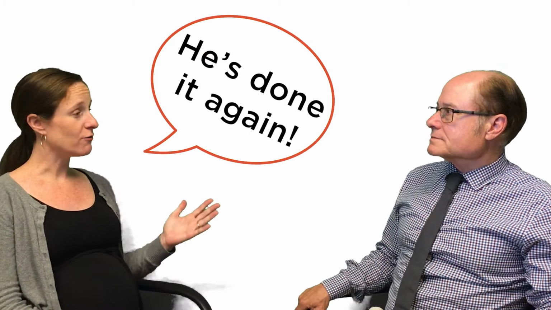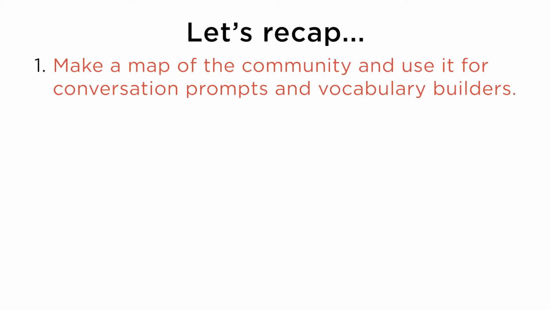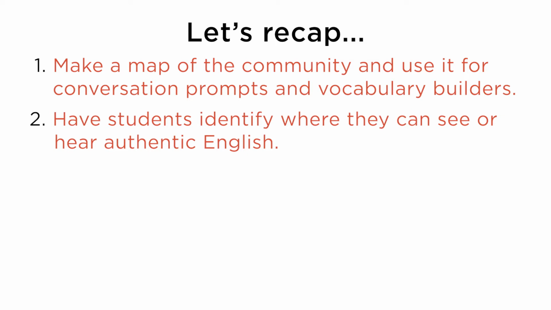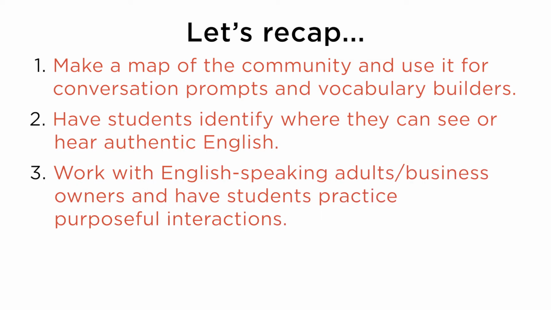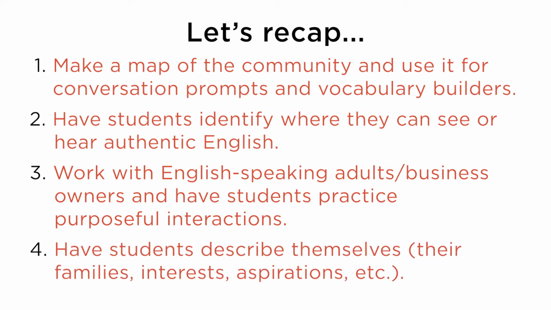Great. Well, Brock, you have once again done it. You have made localizing a lesson, as much of a mouthful as it is, sound pretty easy. So as a review, here are the 4 activities that Brock shared, ready for you to use in your class. Number 1 is to make a map of the community and use it for a variety of conversation prompts and vocabulary building opportunities. Number 2 is to have students identify where in their communities they can see or hear authentic English. Number 3 is to work with an English-speaking business owner and have students practice purposeful interactions. Number 4, last but not least, have students describe their families, their interests, and their aspirations.